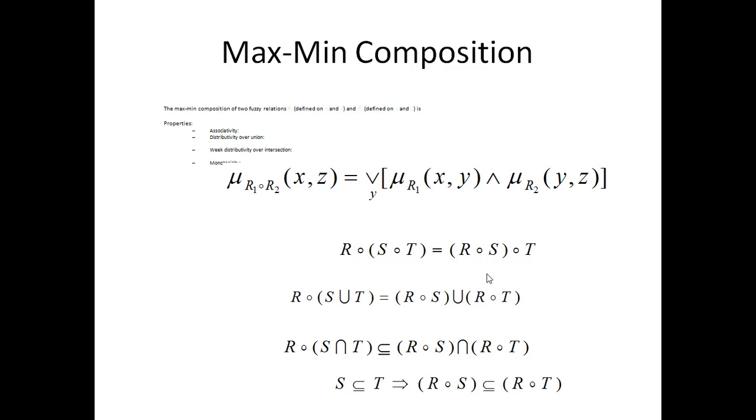Now if R, S and T are three relations, then R o (S o T) is (R o S) o T. These are some formulae regarding the relations. R o (S union T) is (R o S) union (R o T). R o (S intersection T) is a subset of (R o S) intersection (R o T). S is a subset of T implies R o S is a subset of R o T.